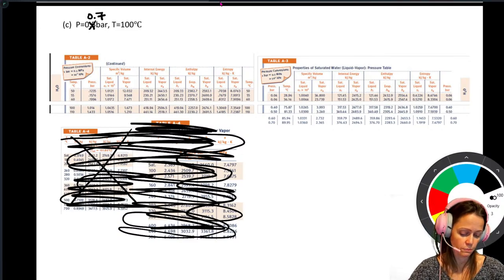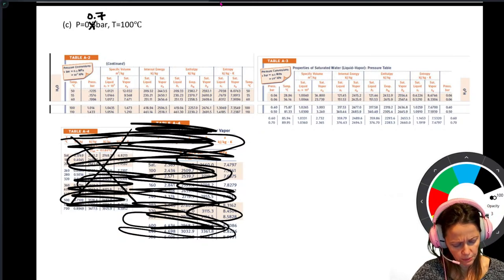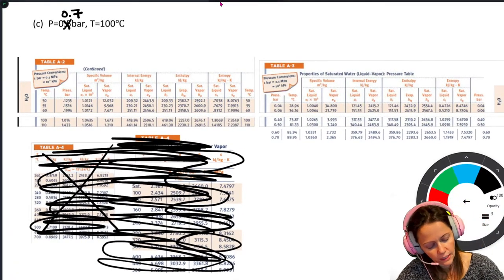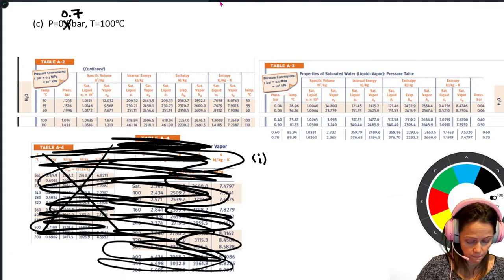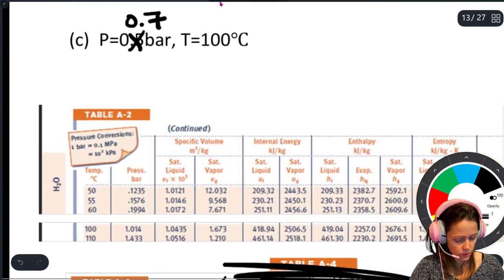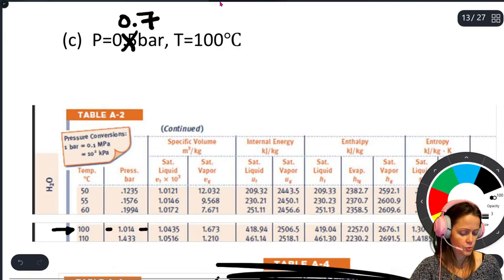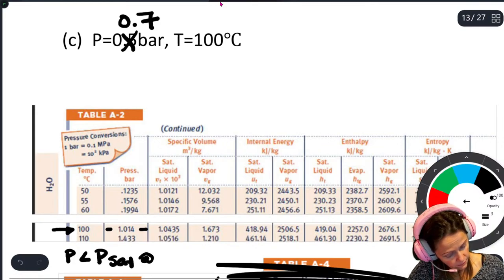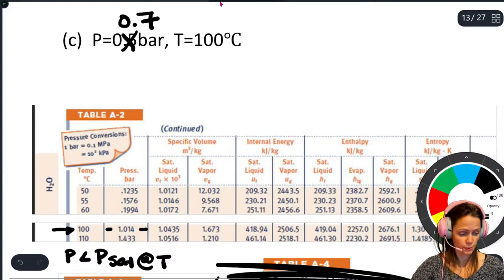And I did change it from 0.5 bar to 0.7 bar. Honestly, it doesn't really matter because we're not pulling property data off of the tables, but we are just trying to figure out the phase. So the first thing that I need to do is go to those saturated tables and figure out what phase it's in. So if I go to table A2, where it's organized by temperature at 100 degrees Celsius, I see the saturation pressure is 1.014. So I see that my pressure is less than the saturation pressure at 100 degrees Celsius. So by those rules, it's got to be superheated.